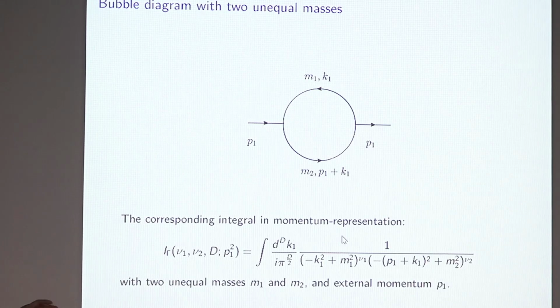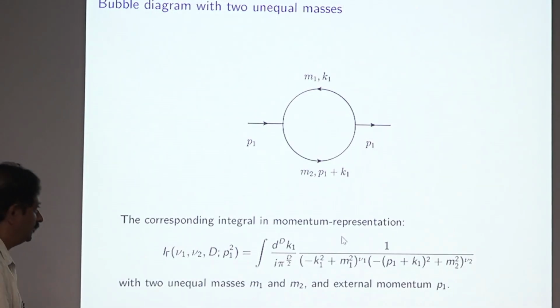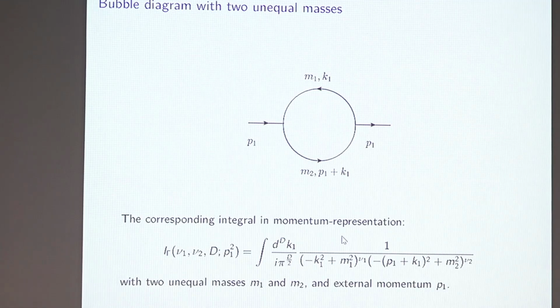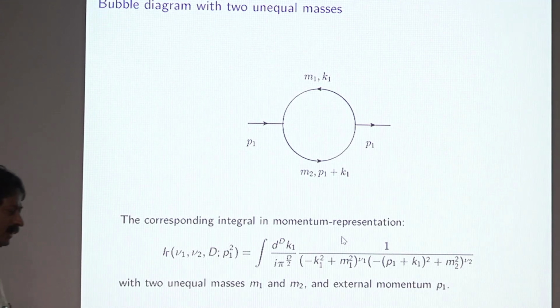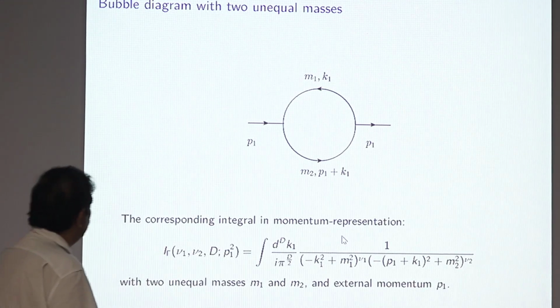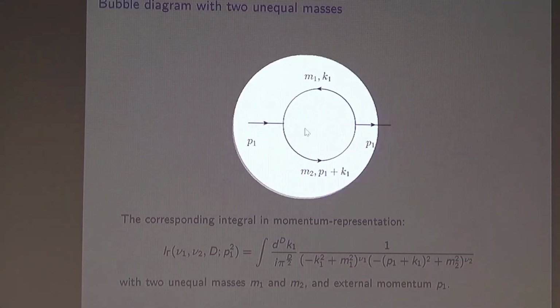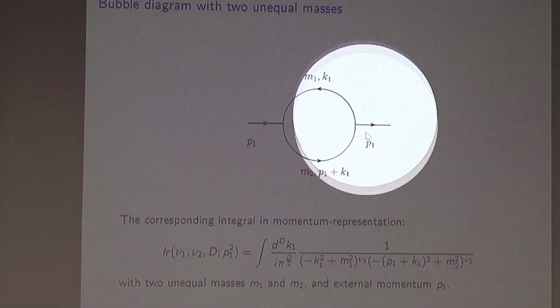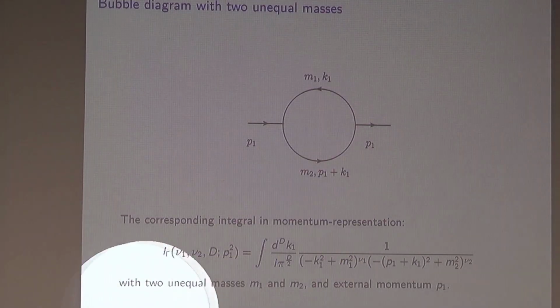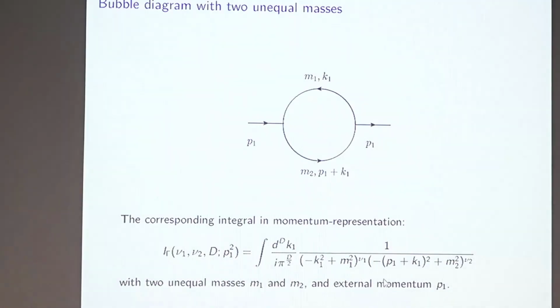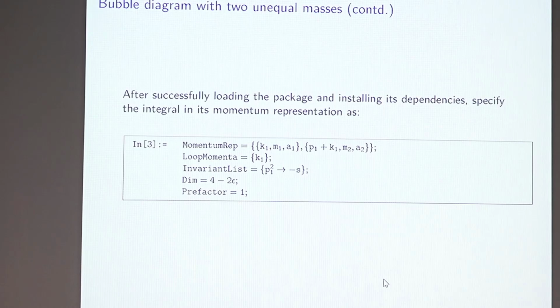Now, I don't know anything about these things. Luckily, my former students know about these things. Let me give you a simple example so that I can give a little bit of life to all that I'm saying. Here is the same bubble diagram again with a momentum P1, two masses, M1 and M2, and here is a simple diagram like this. And let us ask, what does this evaluate to?